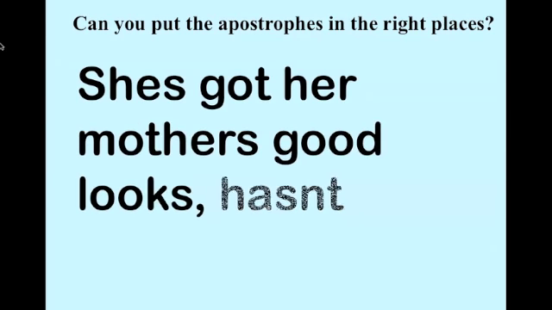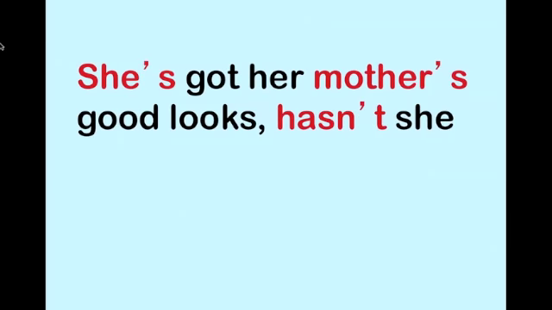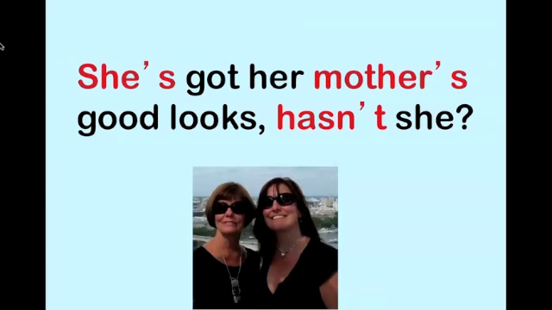She's got her mother's good looks, hasn't she? Now, there's 3 apostrophes missing. Take a look. See if you can find them. Let's try. She's got her mother's good looks, hasn't she? As you can see, she apostrophe S is she has got her mother's good looks, so that makes sense. The good looks belong to the mother, so it's apostrophe S to indicate that the good looks are the mother's, and hasn't is has not, so that comes together in a contraction as hasn't. And yes, she has her mother's good looks, hasn't she?